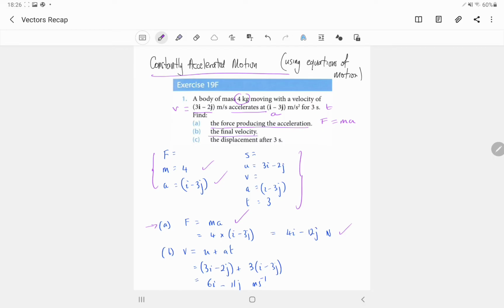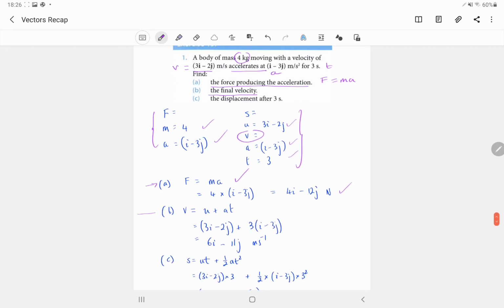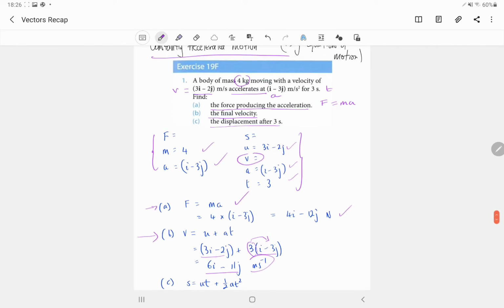Second part, find the final velocity. Final velocity is v. So we have u, a, and t. So then v is equal to u plus at. So there's u, that's t, and that's a. Multiply this out, and then add up your i's and your j's, and you get your v. Don't forget your units.